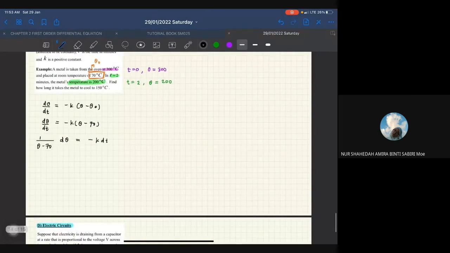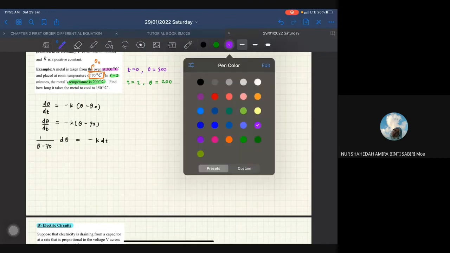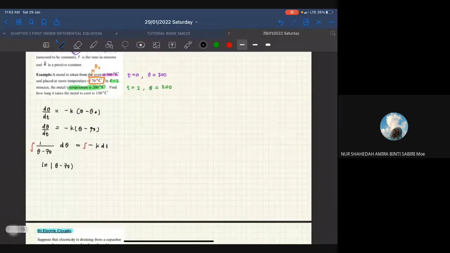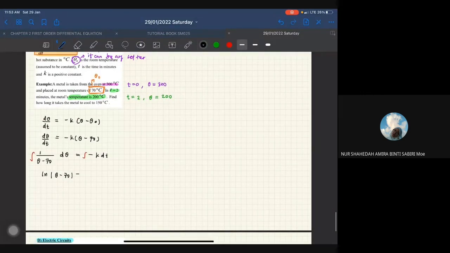Okay, sama je teknik dia. Sama je dalam kereta dia. Alright, so daripada sini kita akan letak integral sign. Okay, so now let's integrate. So you get ln modulus of theta minus 70 equal to negative kt plus c. Don't forget to always plus c. Okay, and then hilangkan ln, we put exponential. So ada theta minus 70 equal to e power of negative kt plus c.